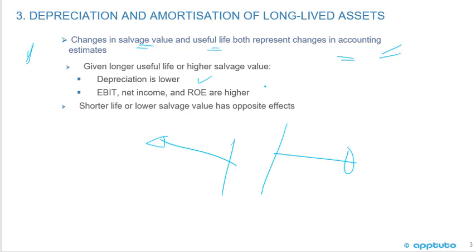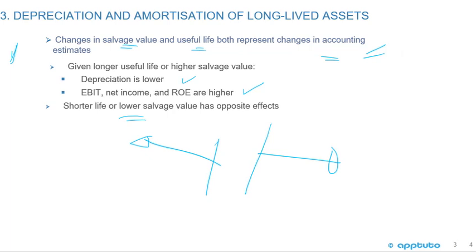Lower depreciation expense is going to increase our earnings before interest and taxes, our net income, and our ROE will be higher. Shorter life or lower salvage value has the opposite effect. So it's important sometimes to look at the estimates or any changes in estimates, and that's one issue that can come up with regards to managing earnings, is that suddenly you could have an estimate that you're extending the useful life of your equipment, you're lowering your depreciation expense, and you're beefing up your earnings a little bit.